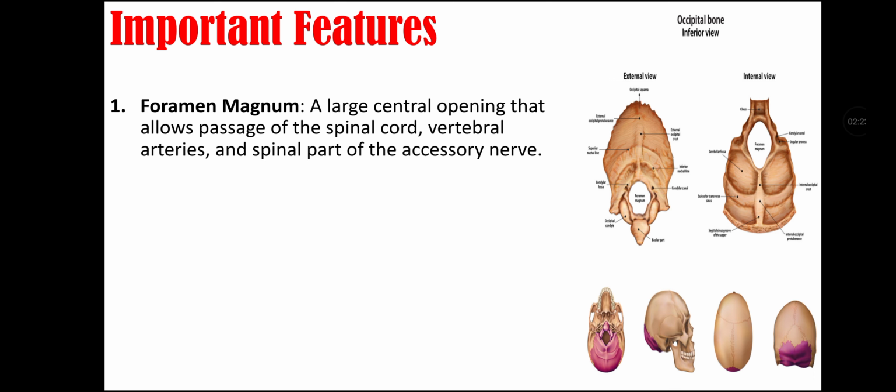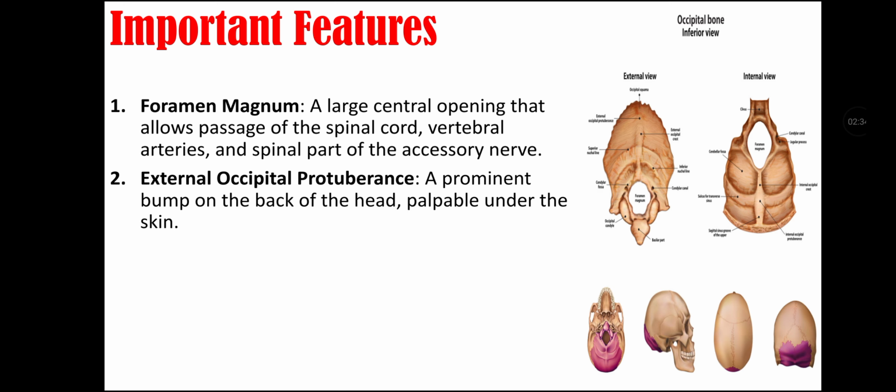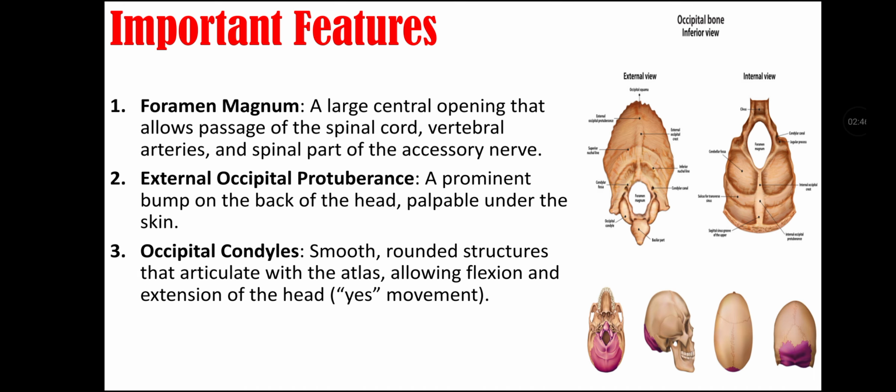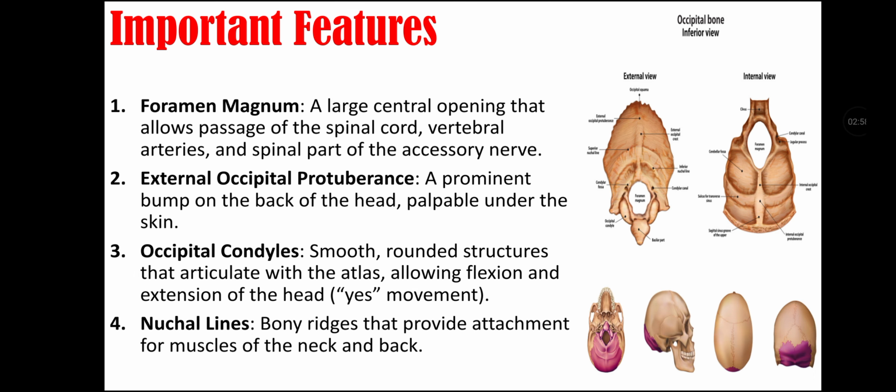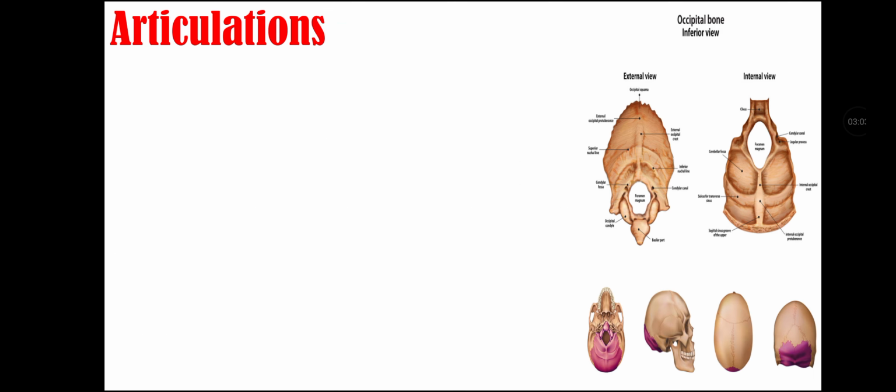Important features of occipital bone. First feature is foramen magnum, that is a large central opening that allows passage of spinal cord, vertebral arteries, and spinal part of accessory nerves. Second feature is external occipital protuberance, that is a prominent bump on the back of the head that is palpable under the skin. Third feature is occipital condyles, that are smooth rounded structures that articulate with atlas and that allow flexion and extension movement of the head, that is also called as yes movement of the head. Next feature is nuchal lines, that are bony ridges that provide attachment for muscles of neck and back.